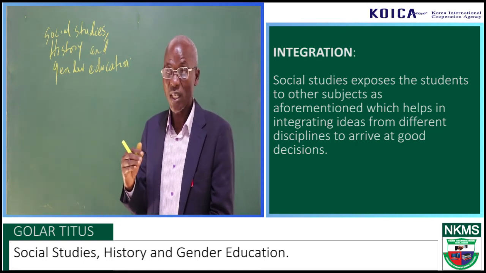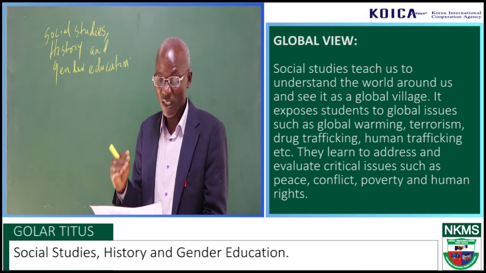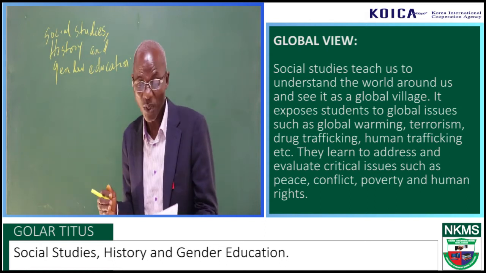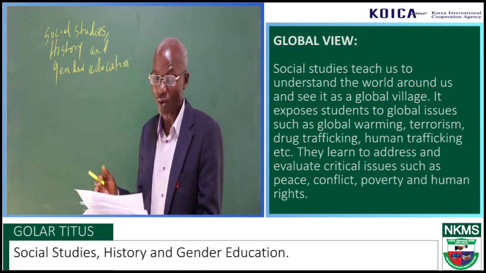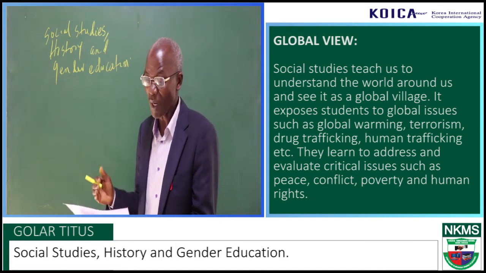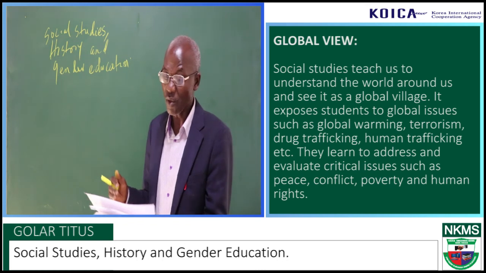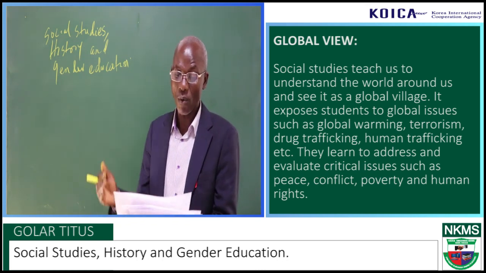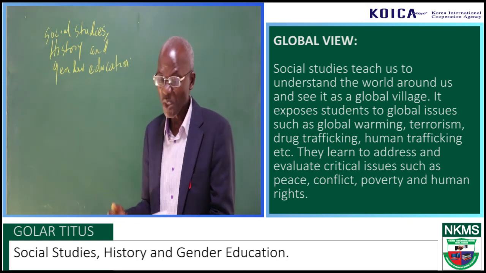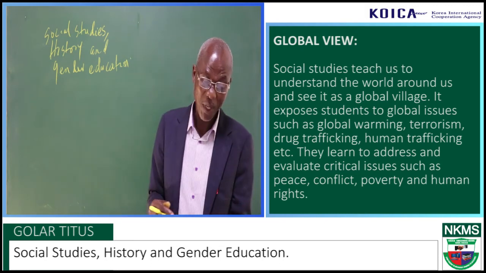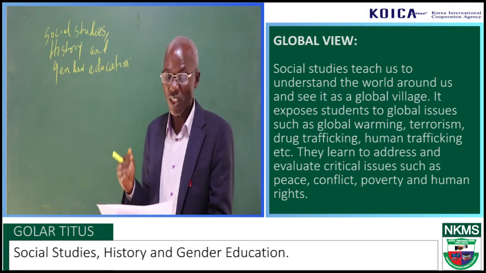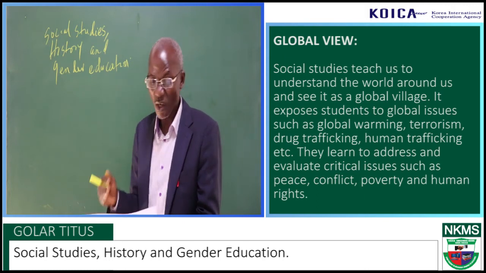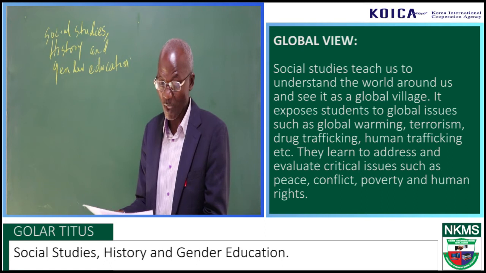Now, the last characteristic is the global view. Global view. Social studies teaches us to understand the world around us and see it as a global village. It exposes students to global issues such as global warming, terrorism, drug trafficking, human trafficking, and the rest. They learn to address and then evaluate critical issues such as peace, conflict, poverty, and human rights.